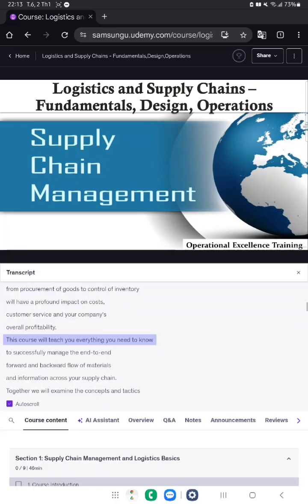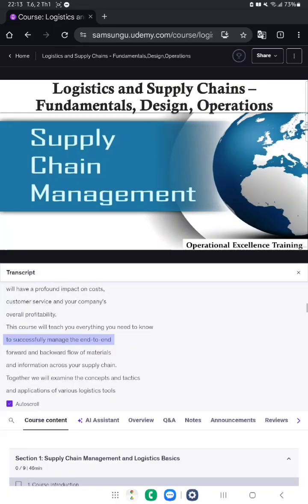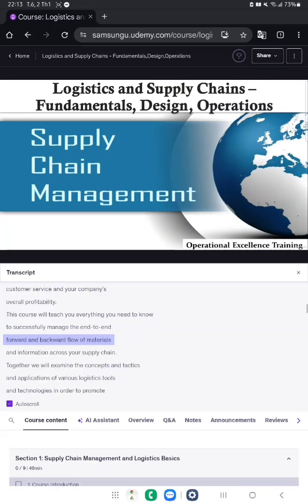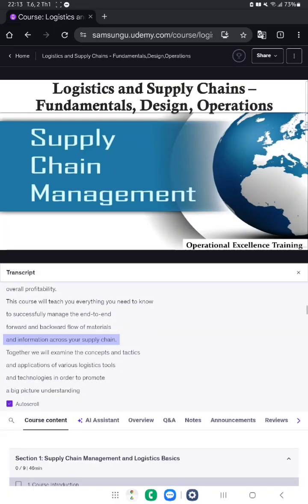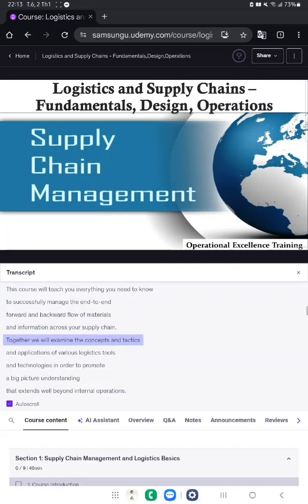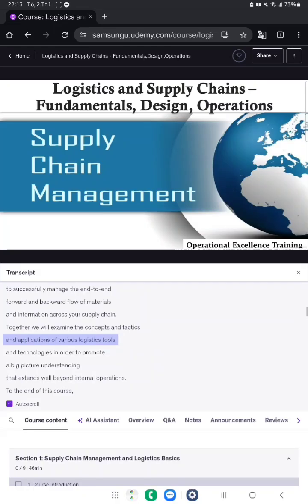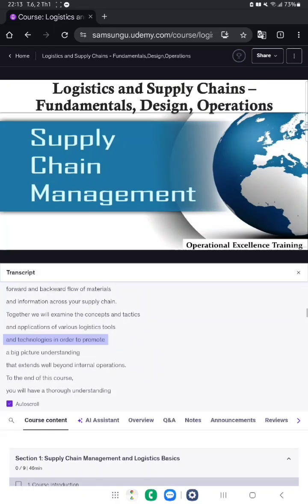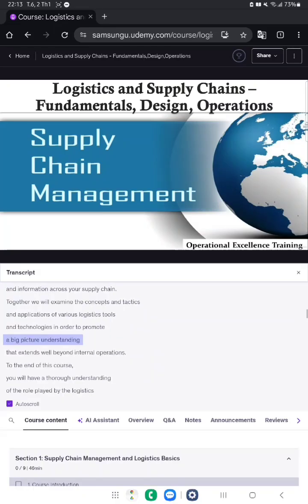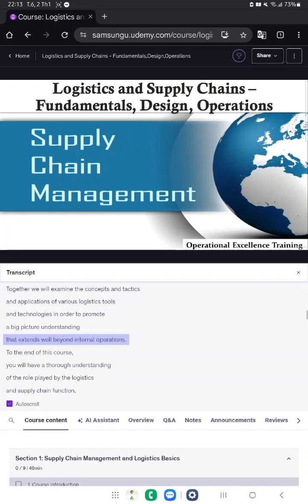This course will teach you everything you need to know to successfully manage the end-to-end, forward and backward flow of materials and information across your supply chain. Together we will examine the concepts, tactics, and applications of various logistics tools and technologies in order to promote a big picture understanding that extends well beyond internal operations.